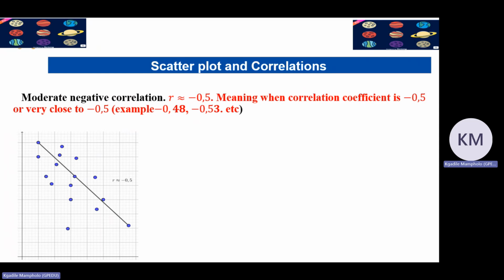I'm just using the scatter plot so that you understand what we mean by moderate. But to determine the strength, you'll be calculating using a calculator. Once you've got the R, then you'll be in a position to comment on the correlation. So in this case, if R is negative 0.5 or any number closer to negative 0.5, then you'll say there is a moderate negative correlation.